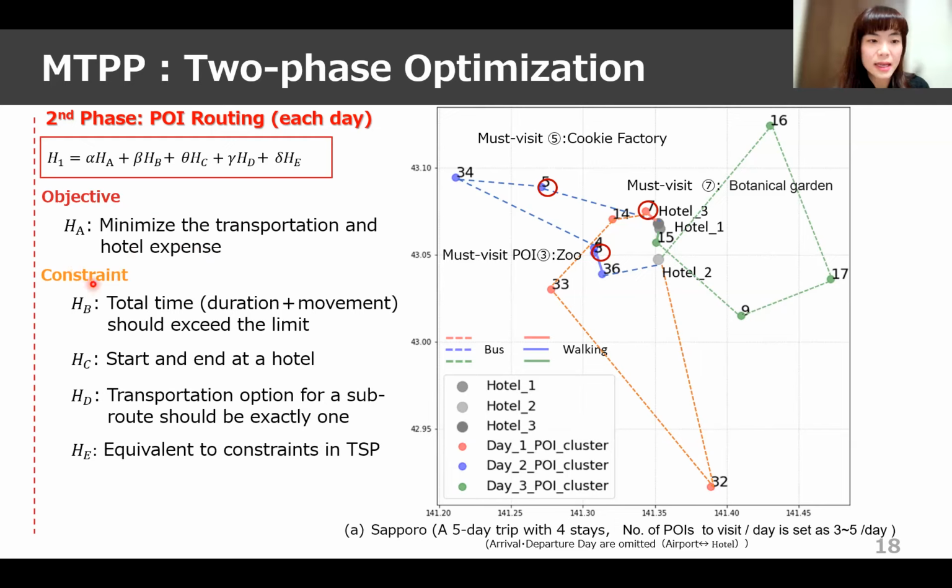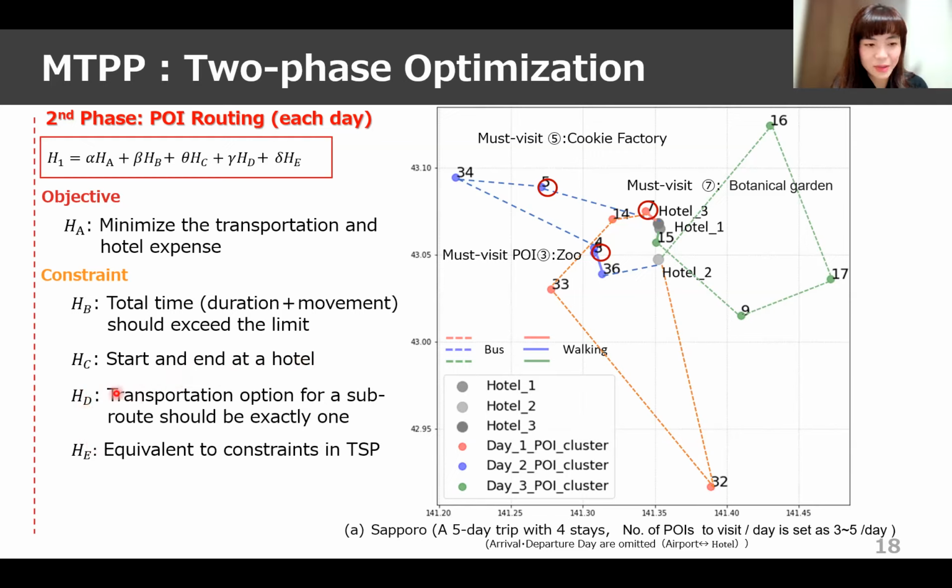And for the constraints in the second phase, the first one is about time. The total time should not go beyond the time limitation each day. And the second constraint is start and end at a hotel for each day. However, it is important to note that the user can start and end at the same hotel. Also, the user can start and end at different hotels. Well, it all depends on the user's selections.